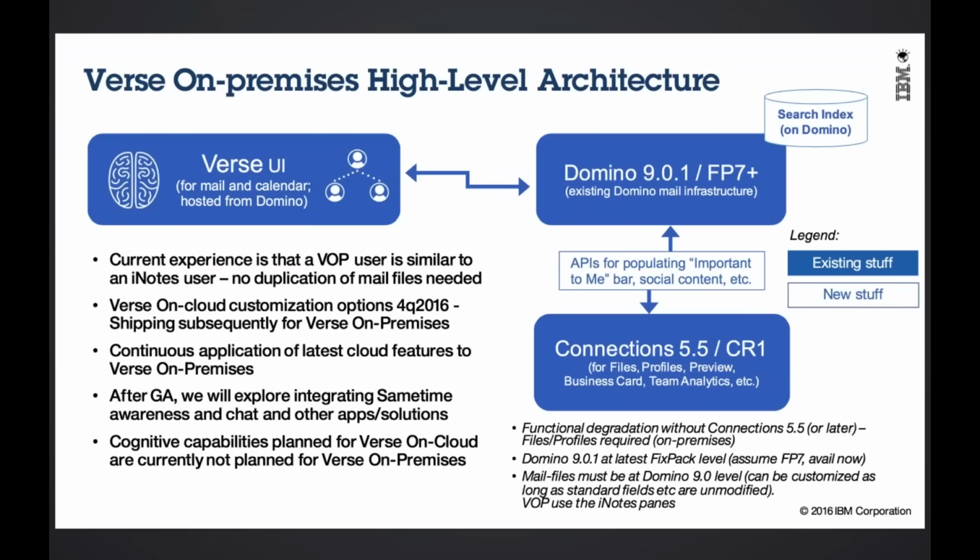In general, we want to make sure that there's a continuous application of cloud features to Verse on-premises, so it would make sense that any major new things that we do with cloud will actually also be shipped in a Verse on-premises subsequent release where it makes sense to package it.